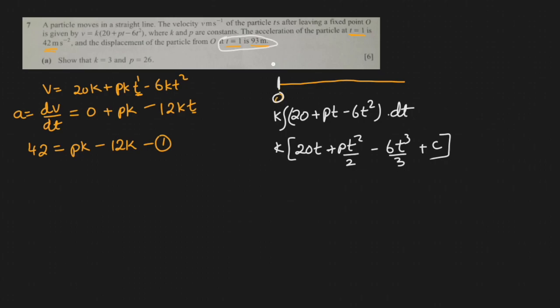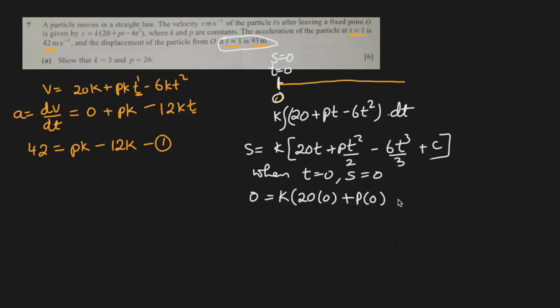From O, time was 0. It started from here, and displacement was also 0 because it passes from O. So we'll use that to find c first. When t equal to 0, s is equal to 0. So k times 20 times 0 plus p times 0 square over 2 minus 6 times 0 cube over 3 plus c. Everything is 0, so c is also 0. So c is insignificant here, and I can write it without c now.